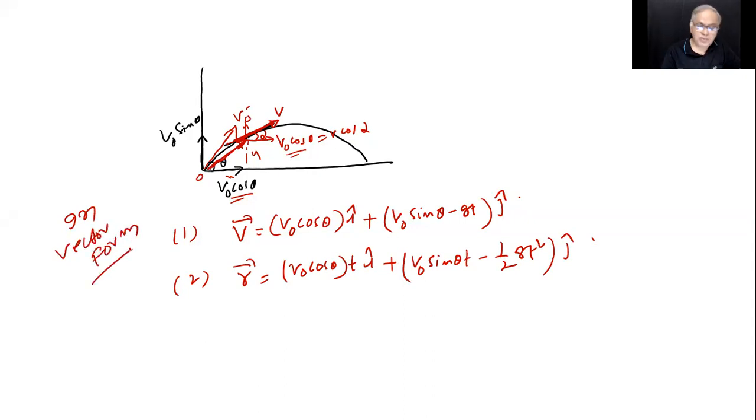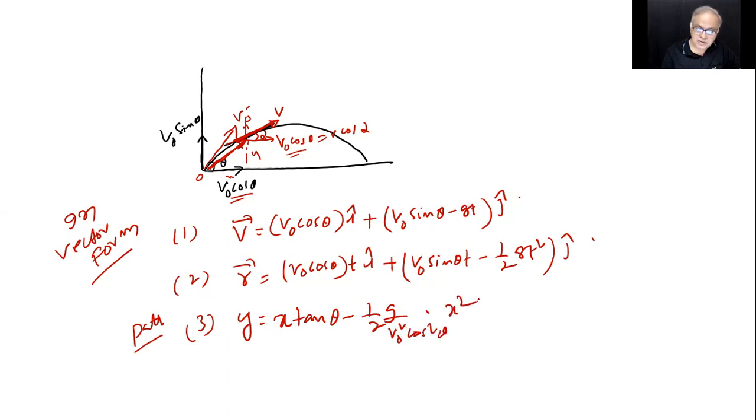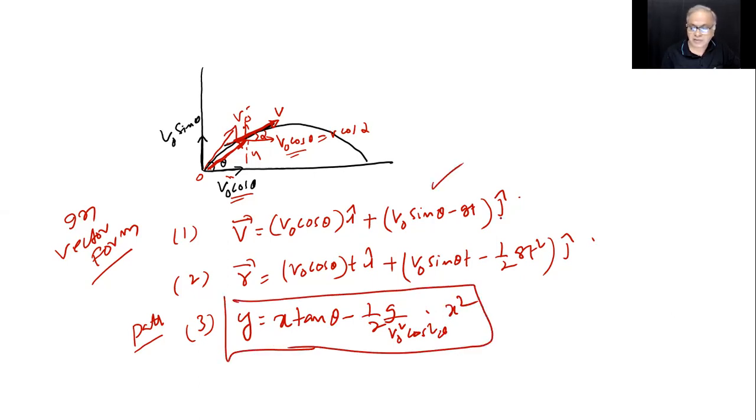Of course, path won't be shown in vector form. Path was what? As usual, can you tell me? Y equals x tan theta minus half g by V naught square cos square theta into x square. This is separate, of course, from that. But in vector form, we could write like this. Again, we are still continuing those techniques.